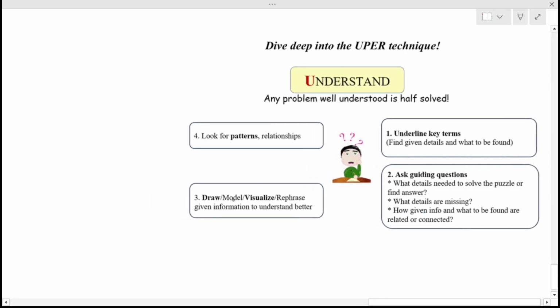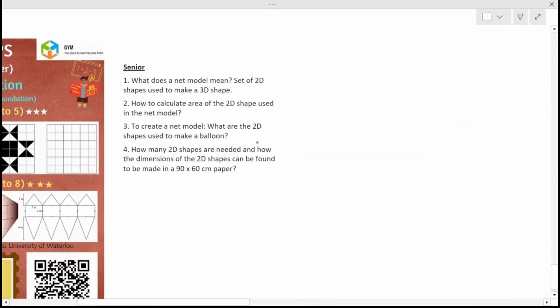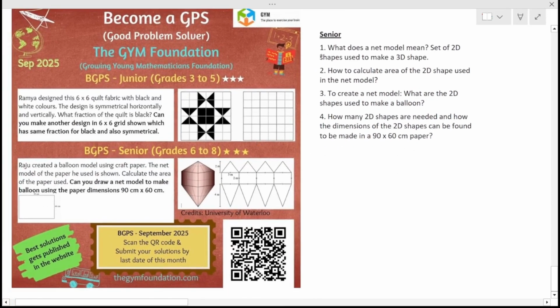The third step is drawing, modeling, or visualizing, so that the information given is understood better, and they can look for patterns, relationships, or concepts to apply. So let's read the guiding questions and start working on this interesting creative question. What does a net model mean? It means a set of 2D shapes used to make a 3D shape.